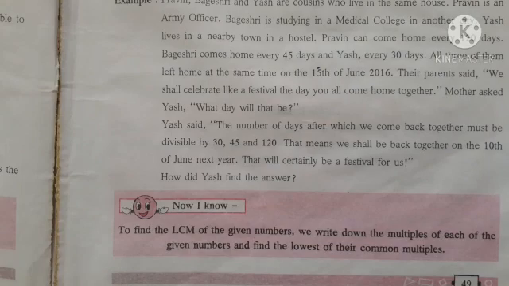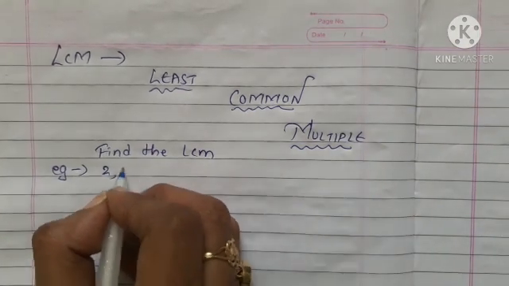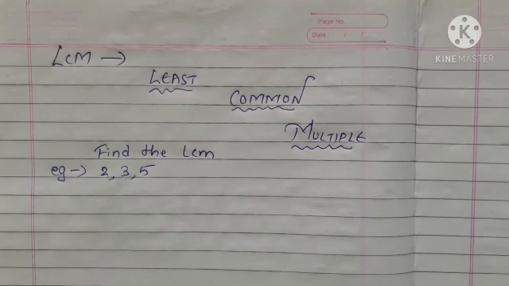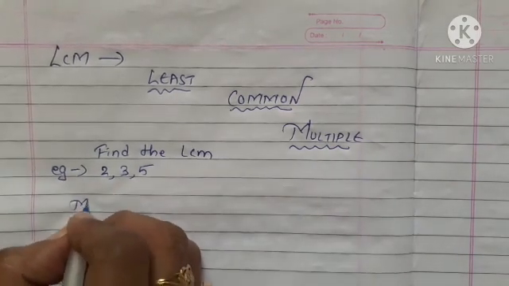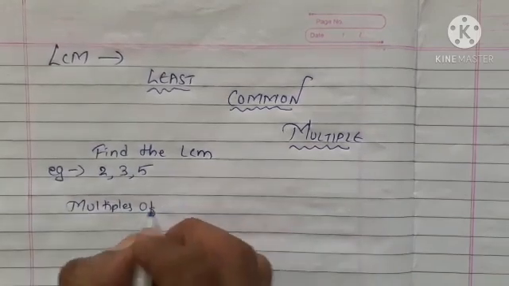Okay children, let's move further. Now children, let's solve an example. Find the LCM of 2, 3, 5. Here you have been given 3 numbers. So we will be finding the multiples of all the 3 numbers.